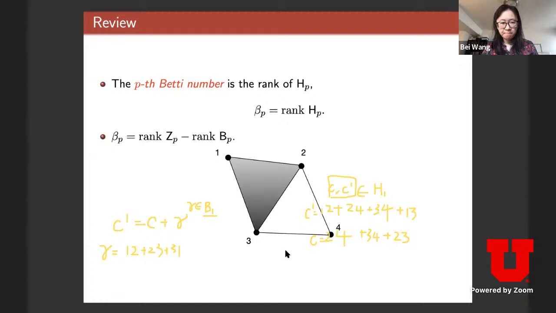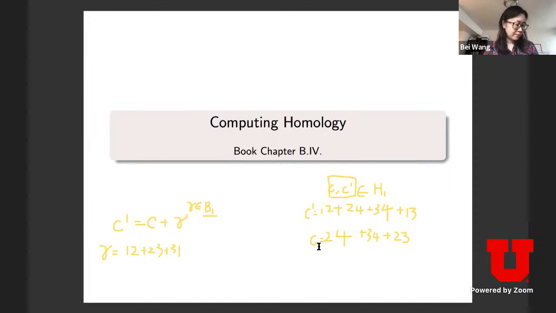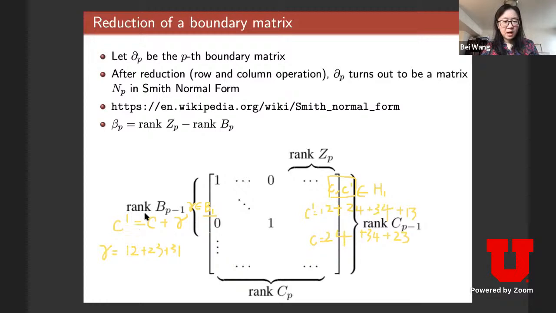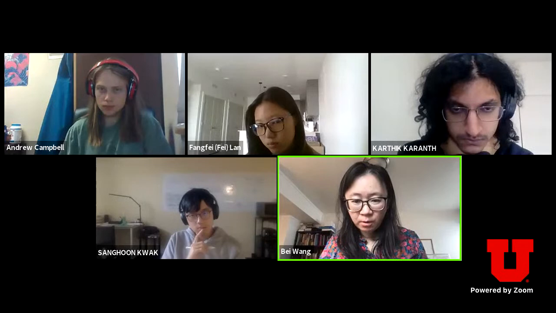So in this case, we have how to compute homology. We went in a backwards order, where we already know how to compute persistent homology, and now I'm coming back to teach you how to compute homology. So what is the rank of a homology class? Again, I need to, oops, that's not what I want to do. Okay, I want to do the annotation.